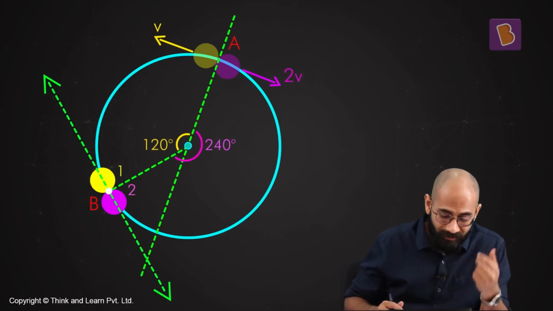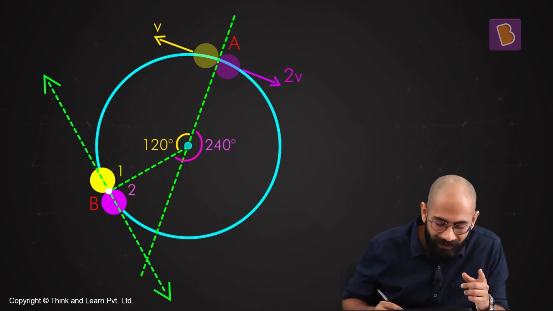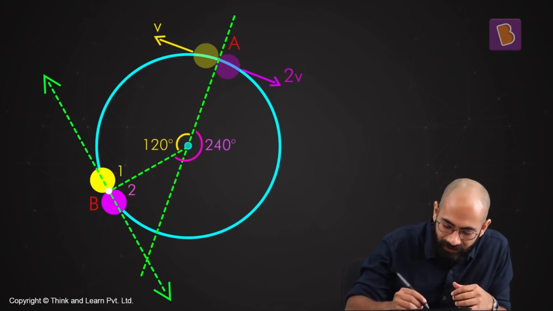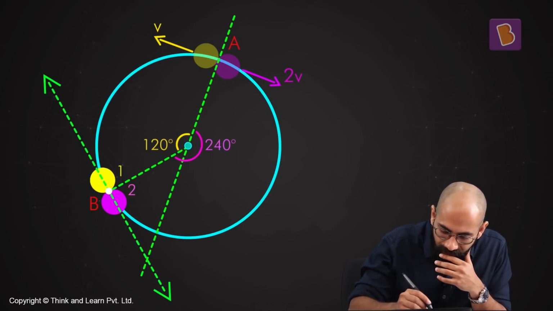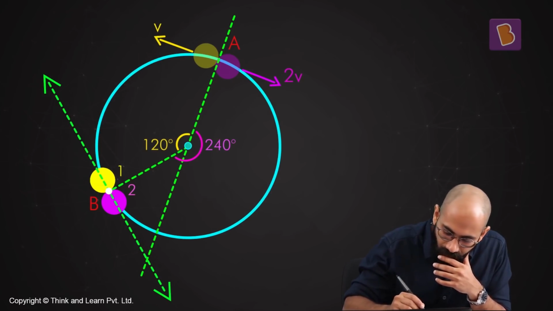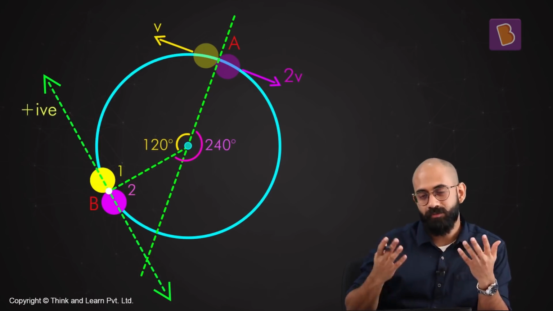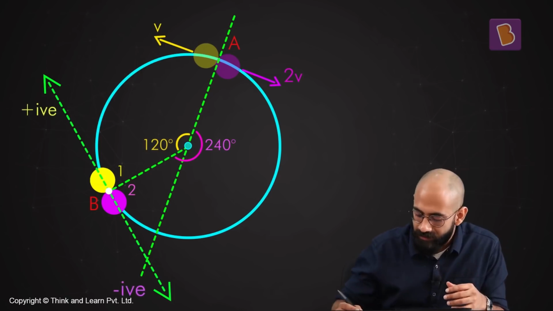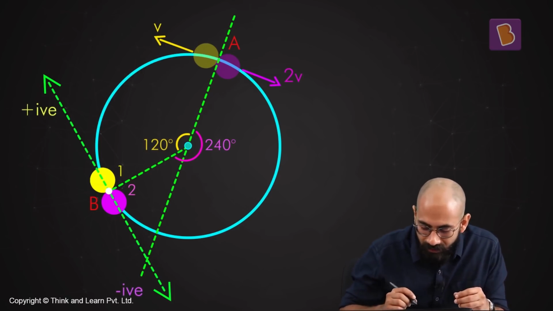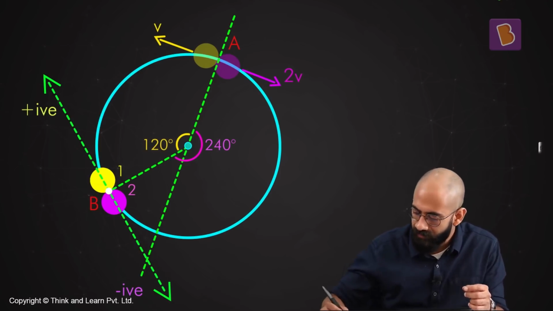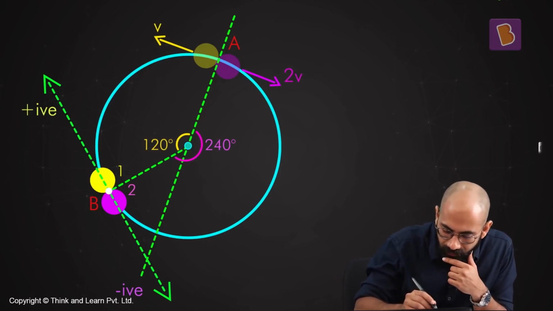Okay, so let's go ahead and do that. But before we do that, we need to come up with a positive and a negative direction. So let's say this direction is the positive direction, right? Anything opposite to that will be negative. So body number 1 is moving with plus v and body number 2 is moving with minus 2v. Okay, so if we conserve momentum, let me do it here.